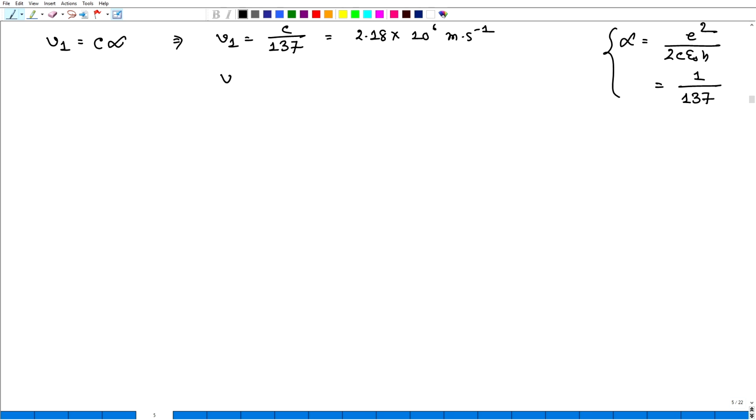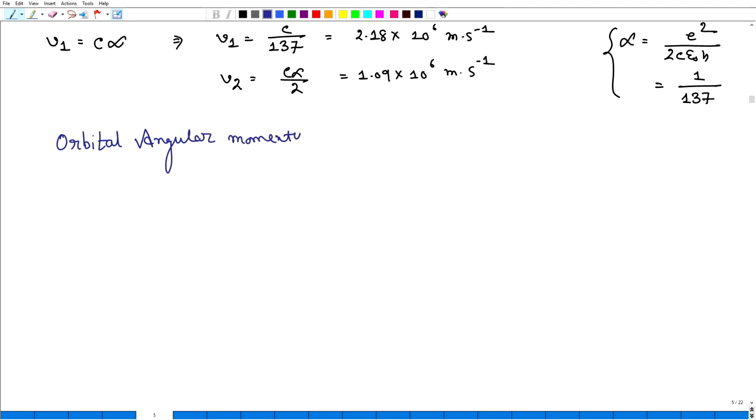So, what will be V2? V2 will be c alpha by 2. So, it will be just 1.09 into 10 to the power 6 meter per second. Similarly V3, and it goes on. This is the speed. Now, one thing is left, that is the orbital angular momentum of the electron in the nth orbit.